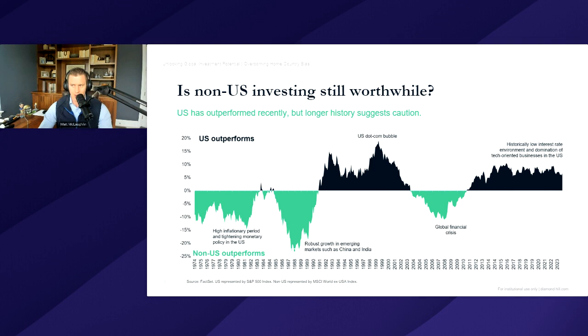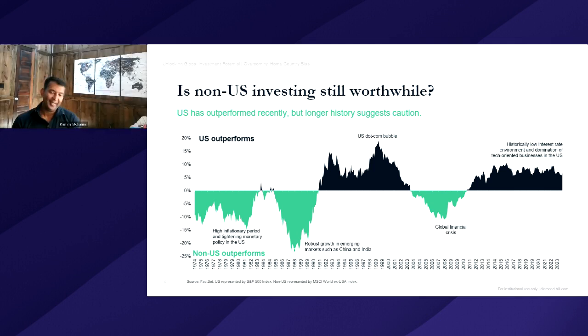So I'll start off with just the question. Krishna, is that U.S. outperformance what we and advisors should expect going forward based on history, or does history contradict the last 15 years of U.S. outperformance?